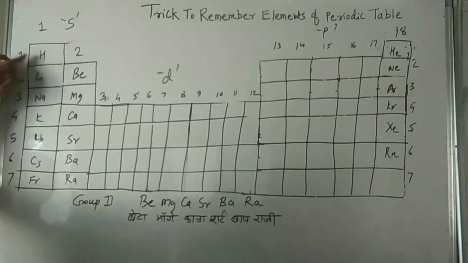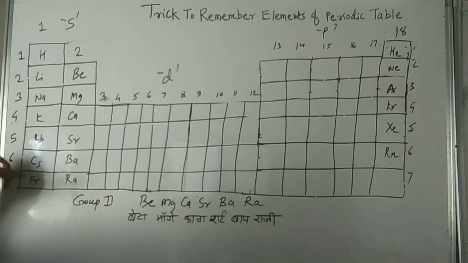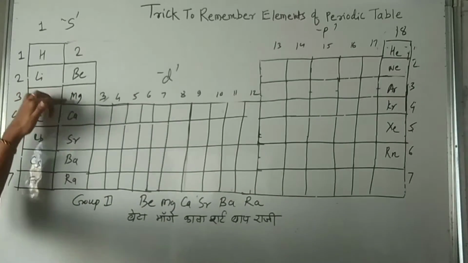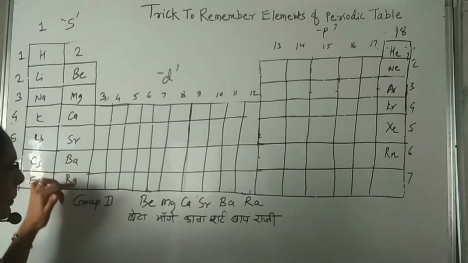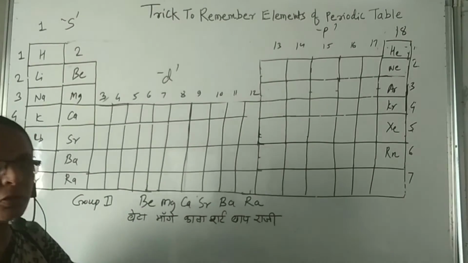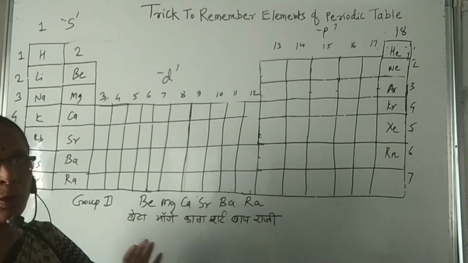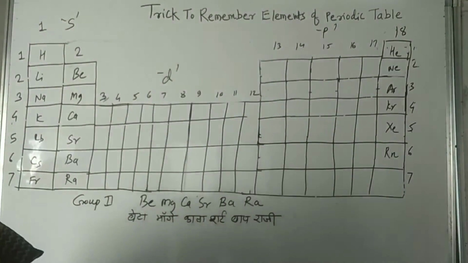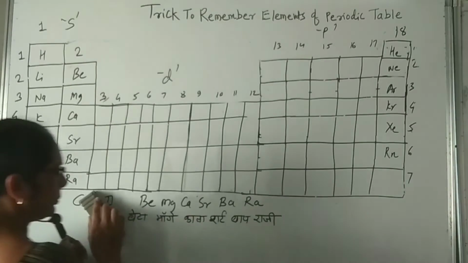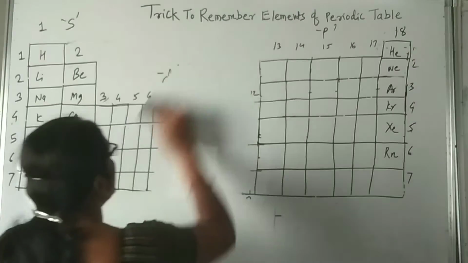So Helena ki Rub se Fariyaad, Beta Mange Kala Shirt Baap Raji. If you remember like this, it is possible to remember the S block elements. Okay. Now let us go towards the P block elements. So now I write here P block elements.